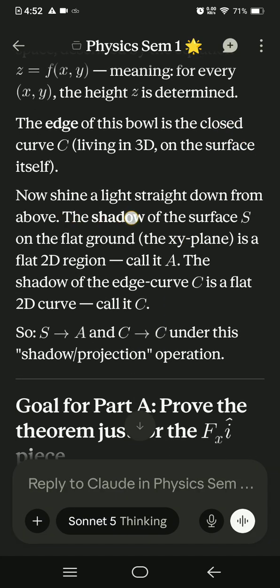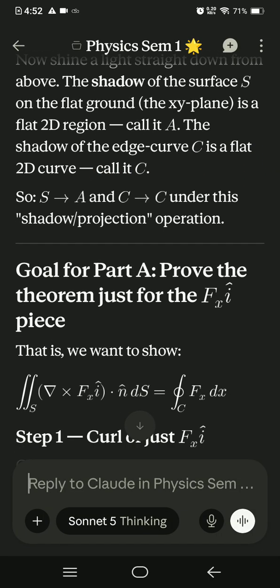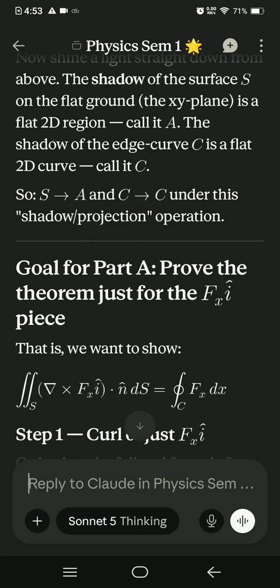Fine, so now shine a light straight down from above. The shadow of the surface S on the flat ground xy plane is a flat 2D region, call it A. The shadow of the edge curve C is a flat 2D curve, call it C. Okay, now we turn 3D surface area to 2D surface area. This is either going to be equal or maybe less, and similarly this 3D edge to 2D edge under this shadow projection operation.